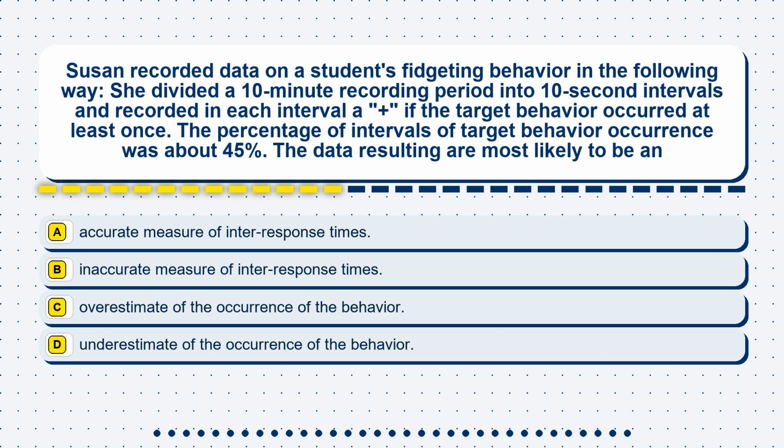The data resulting are most likely to be in Option A, accurate measure of inter-response times. Option B, inaccurate measure of inter-response times. Option C, overestimate of the occurrence of the behavior. Option D, underestimate of the occurrence of the behavior.